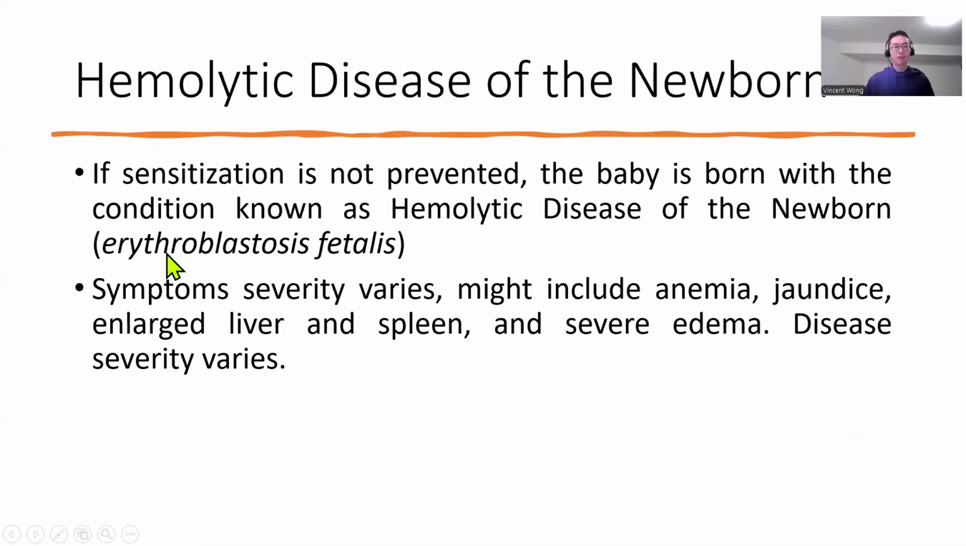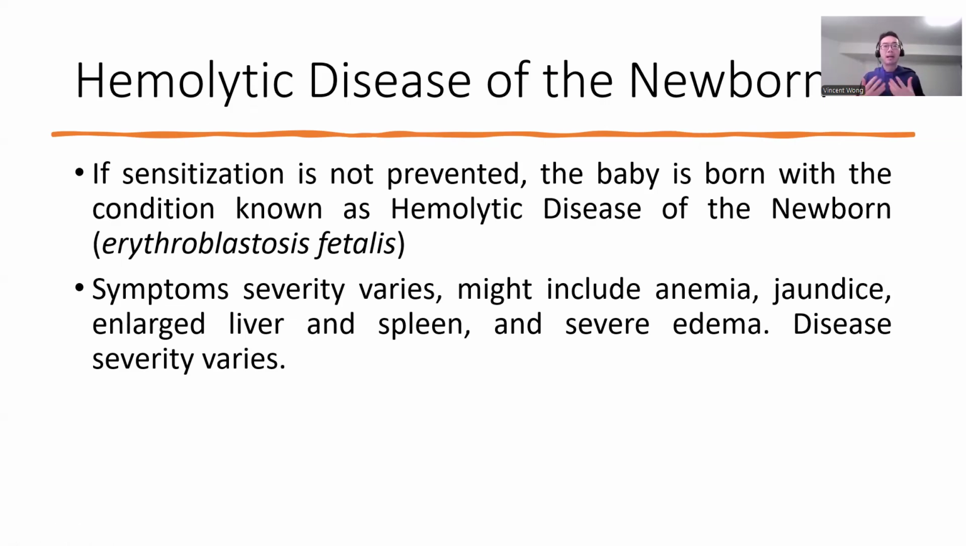There's a fancy name for it, erythroblastosis fetalis. I'm just putting it there in case you run into it when you read some of this stuff online. Now, the symptom severity varies. It depends on the blood group that we're talking about. Rh is not the only blood group that can cause hemolytic disease of the newborn. Remember, there are other blood groups, right? Like Kell is another one that could cause quite severe HDN, hemolytic disease of the newborn.